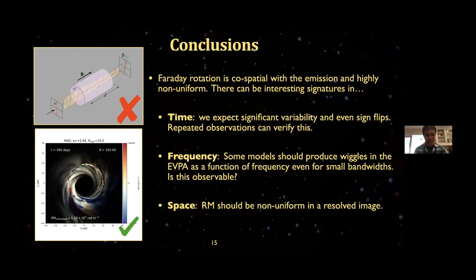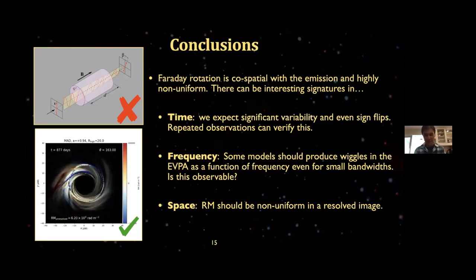So in time, again, we expect significant time variability and even sign flips, so repeated observations of sources can verify this. In frequency space, some of these models produce wiggles in the EVPA, and also the linear polarization fraction, I forgot to mention that, as a function of frequency, even for really small bandwidths. And so the question is, is this at an observable level?